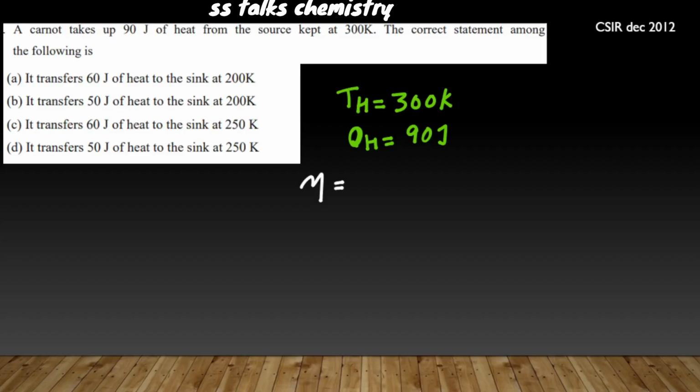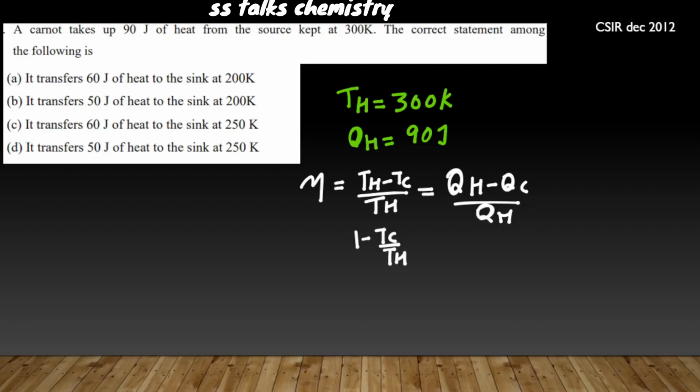Efficiency of the Carnot heat engine is (TH minus TC) upon TH. This is in terms of temperature. This is equal to (QH minus QC) upon QH. Right? So this is equal to 1 minus TC upon TH, or 1 minus QC upon QH. Or we can say TC upon TH is equal to QC upon QH.